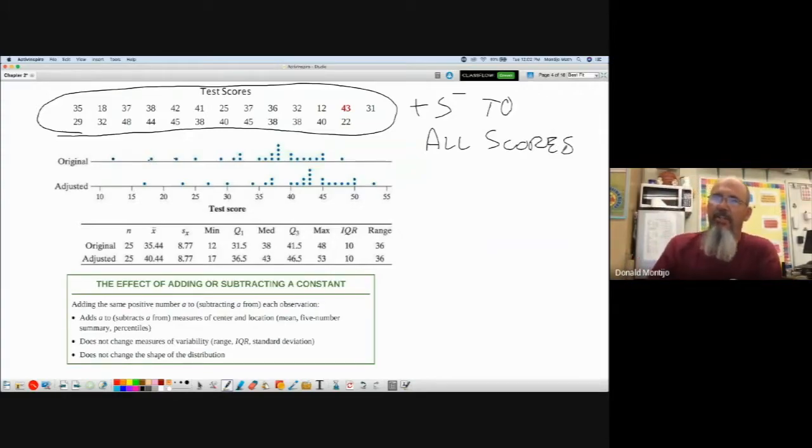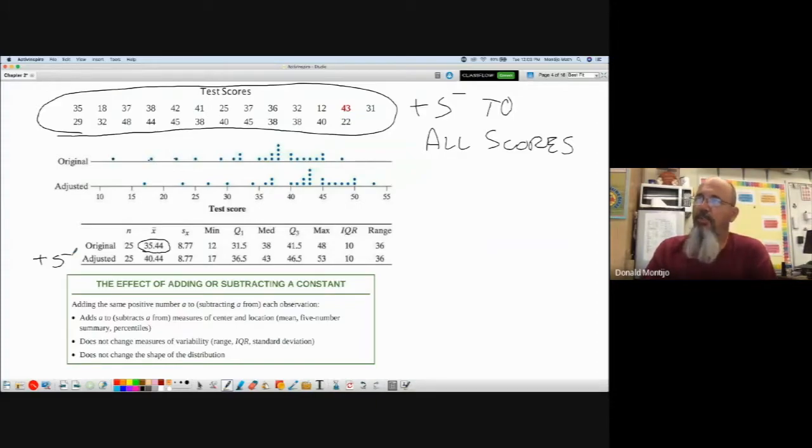would that change the mean? Certainly. The mean would increase by 5 points. The original mean of this test of the 25 students was 35.4, the class average. Now, if 5 points is added to everybody's score, would that change the mean? Certainly. And you can see down here in the adjusted, which is the +5, 5 points were added to everybody's score. Now the class mean is 40.44 rather than 35.4.